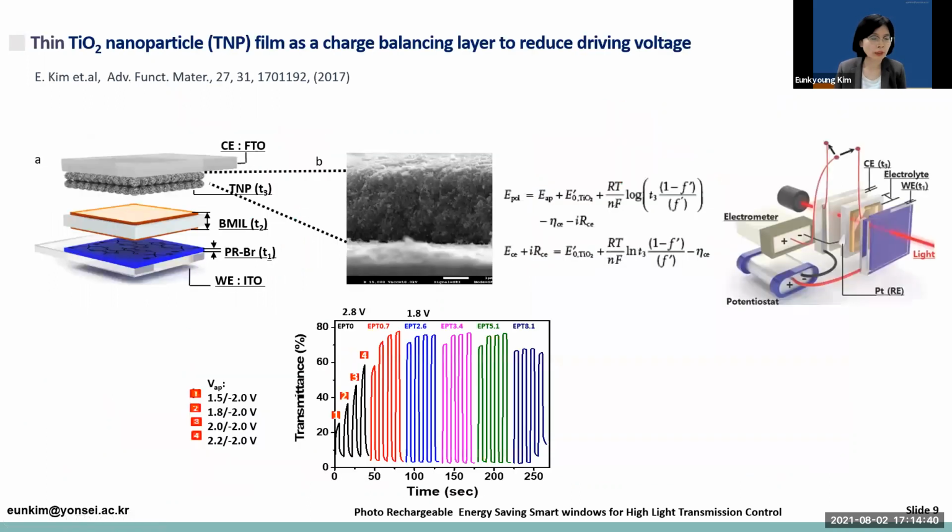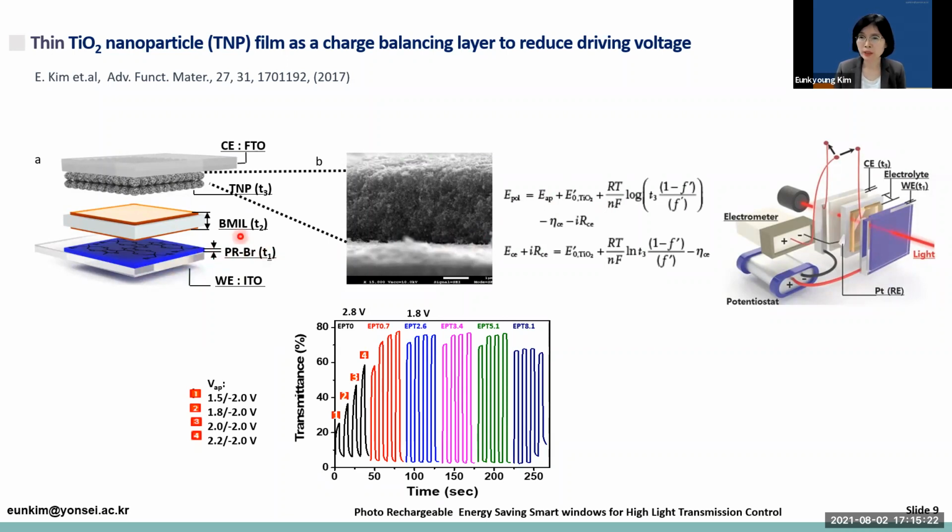Then to lower the driving voltage, it is necessary to balance the charge between the working and the counter electrode. As we know from the Nernst equation, the potential distributed at the polymer electrode is highly dependent on the counter electrode material. So if we utilize titanium dioxide as a charge balance material, then the thickness of the titanium dioxide nanoparticle layer would affect the potential, the voltage distributed at this working electrode.